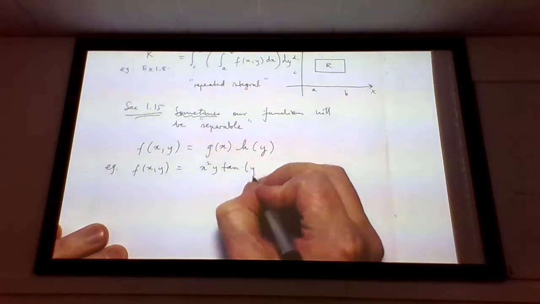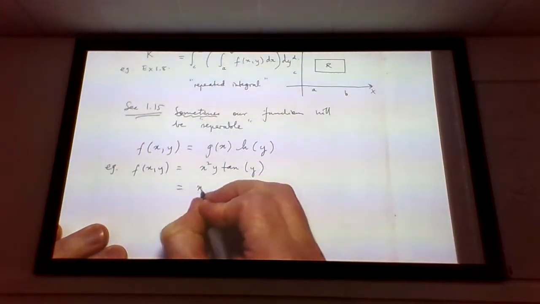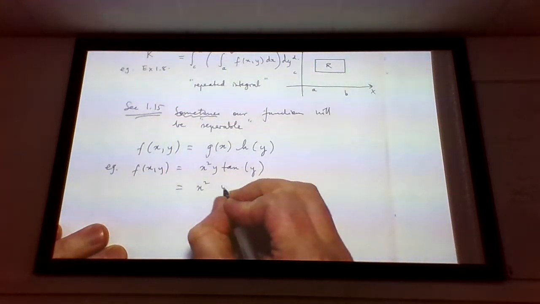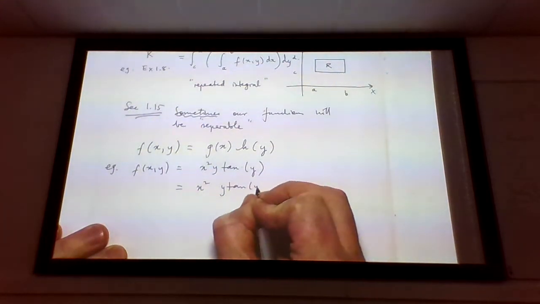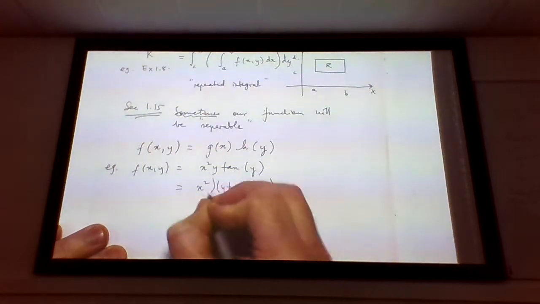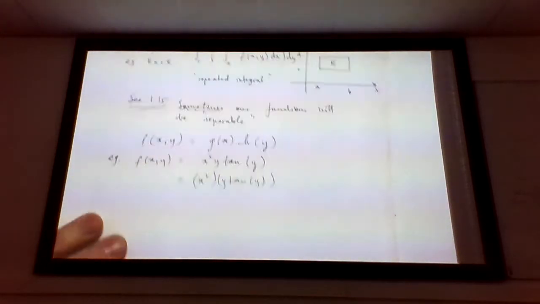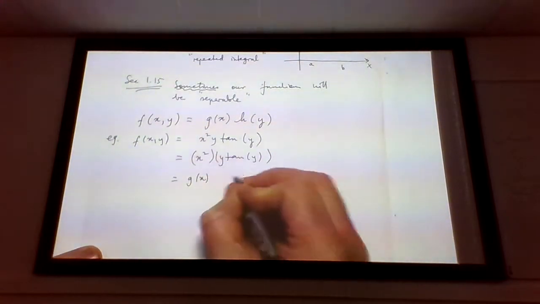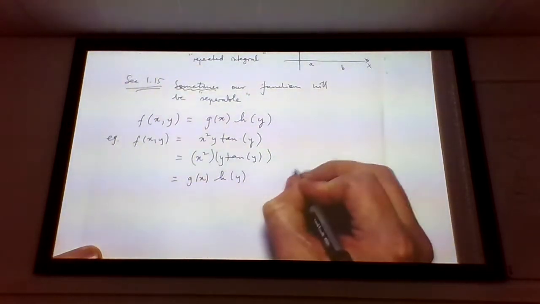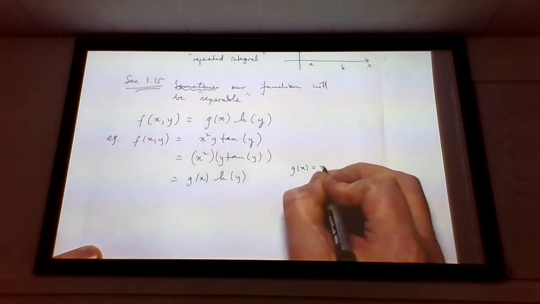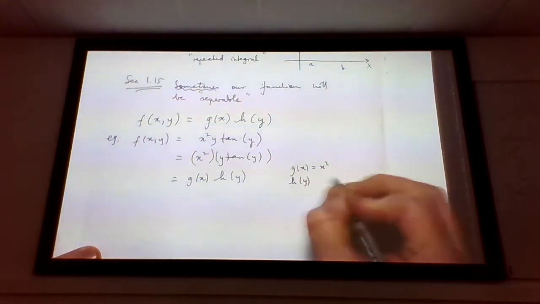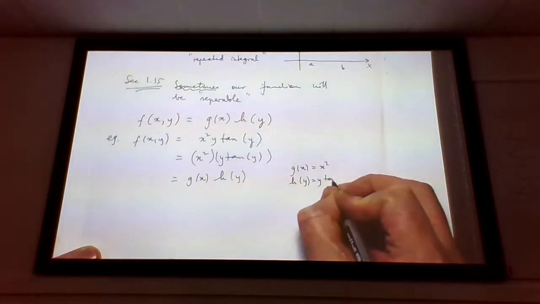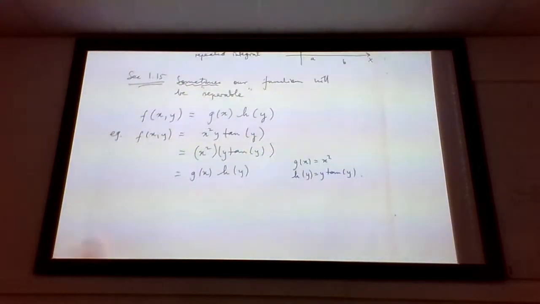Well, let's just say it was this one. This one you can completely separate out the dependence on x from the dependence on y. So that is a g of x times an h of y, where g of x is x squared and h of y is y times the tangent of y. So that would be an example of a separable function.